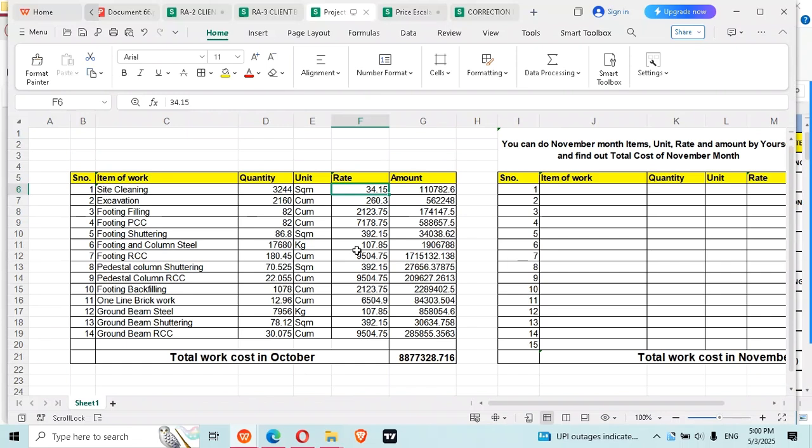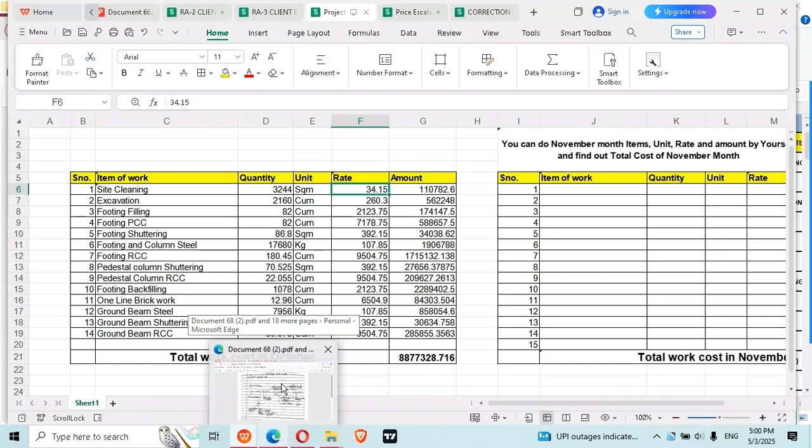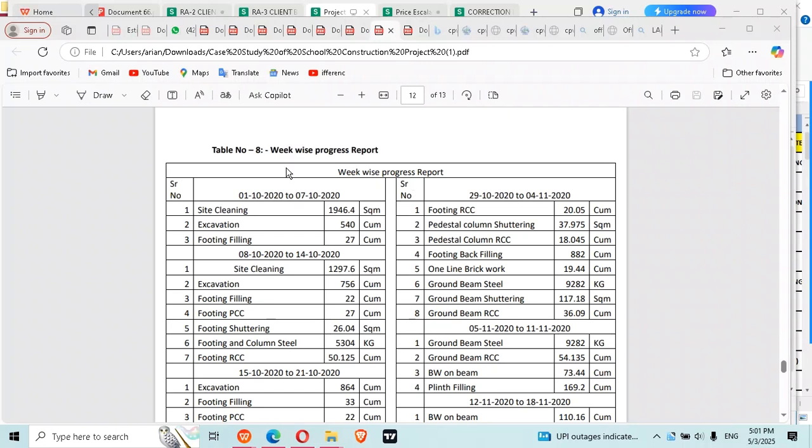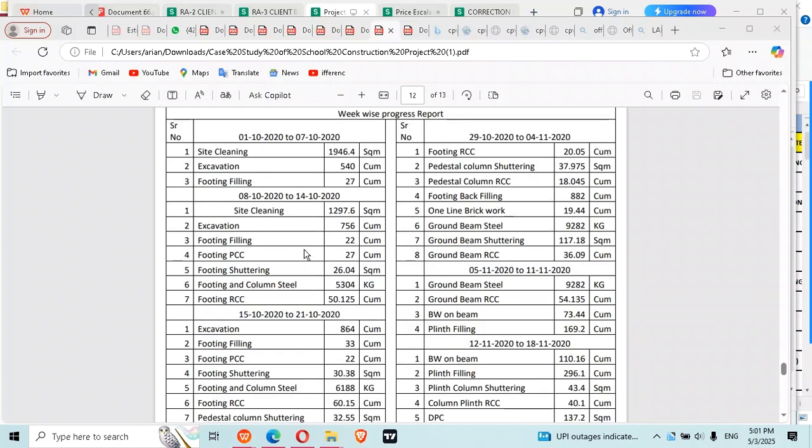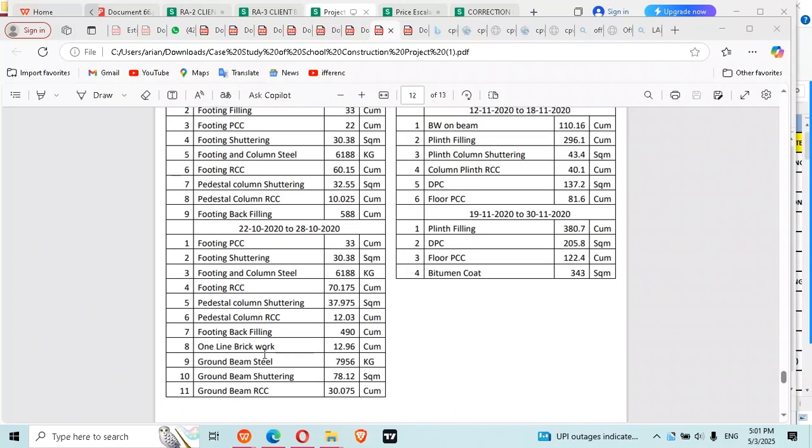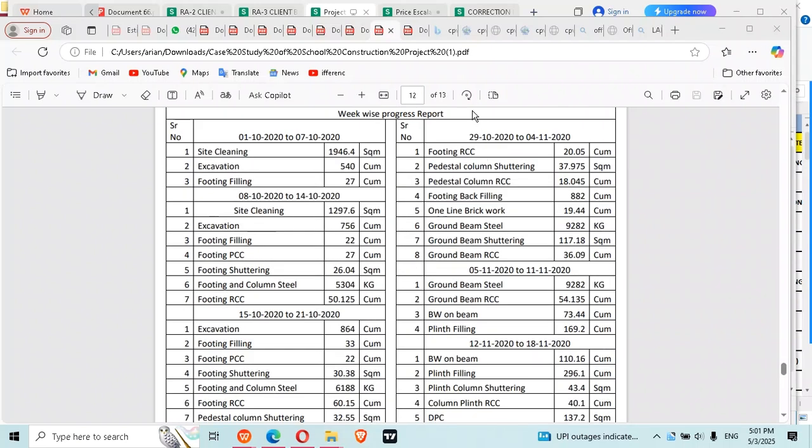First of all, for price escalation, we need to calculate the total work cost in every month. One thing I want to mention, engineers, it is very important. If we look at this, engineers, this is the weekly report. According to this report, we have already created the item-wise bill. But right now, as we are calculating price escalation for our project, here are 2 months. This is October month, these 4 weeks till this place. And these 4 weeks from this date to this date are November month.